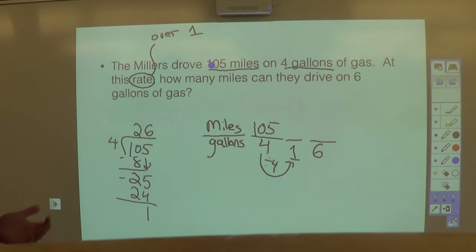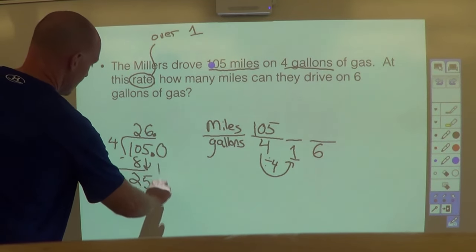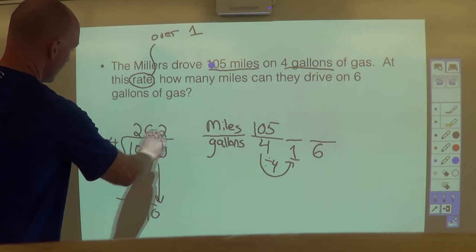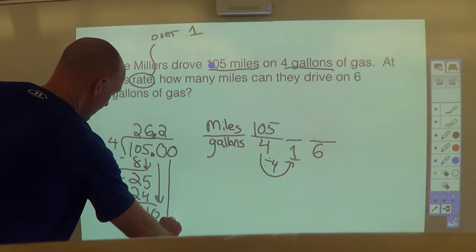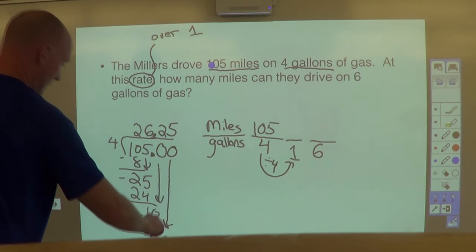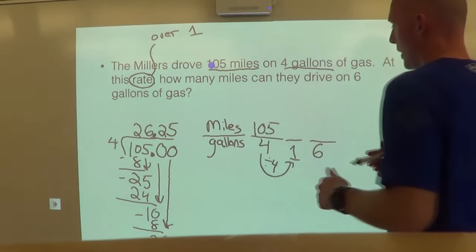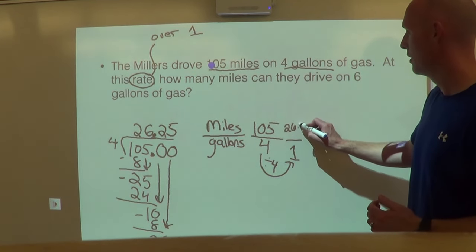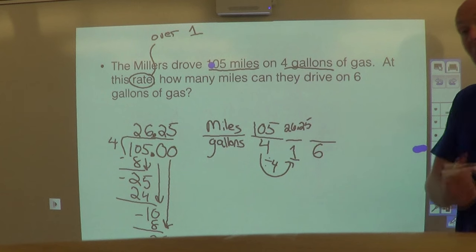Oh, we can't leave it with a remainder, so let's add my decimal, annex a 0, drop it. 4 goes into 10 2 times. 2 times 4 is 8. Subtract to get 2. Let's keep going. Annex another 0. Bring it down. And 4 goes into 20 5 times. 5 times 4 is 20. Perfect. Boom. So therefore we know that with 1 gallon of gas, you can go 26.25 miles. Awesome. So now we're going to use that information.